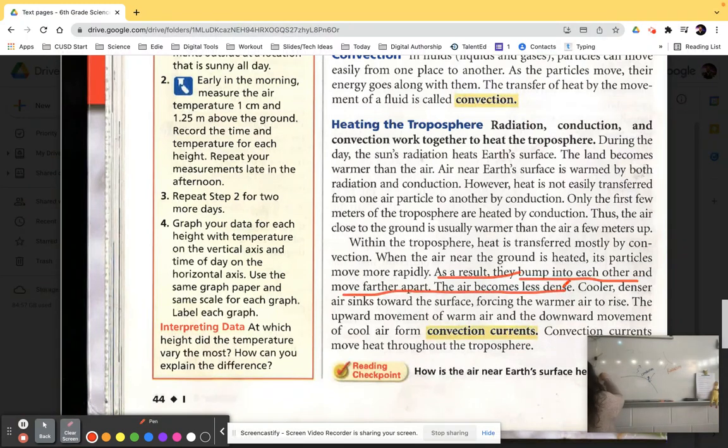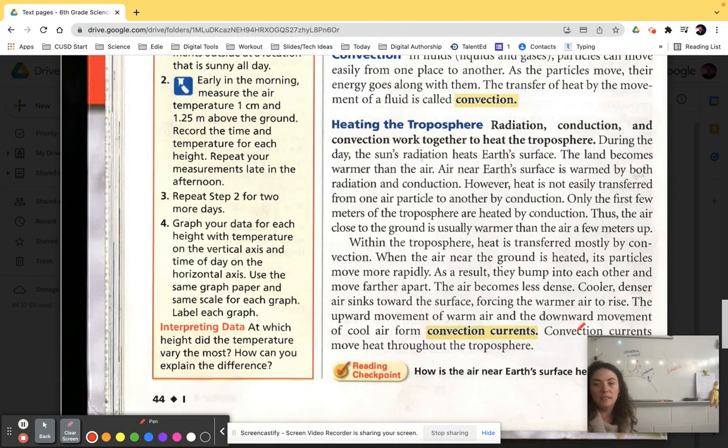What happens then is the colder air will move in to take its place, because something needs to fill that space. That cold air is more dense. So cooler, denser air sinks towards the surface, forcing the warm air to rise. The upward movement of warm air and the downward movement of cool air form convection currents. So the warm air will rise, and then the cooler air will come in to take its place. This forms a convection current, and that is really how most of the gases in our troposphere get heated.